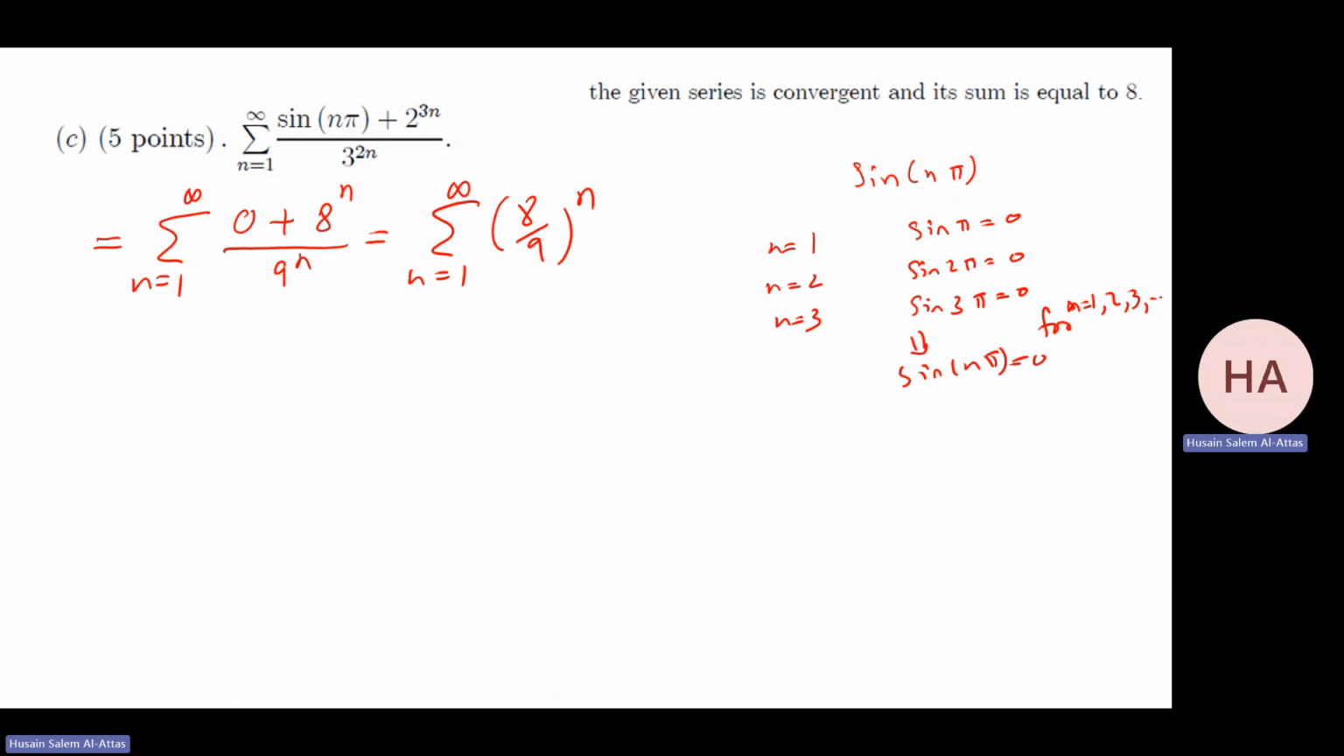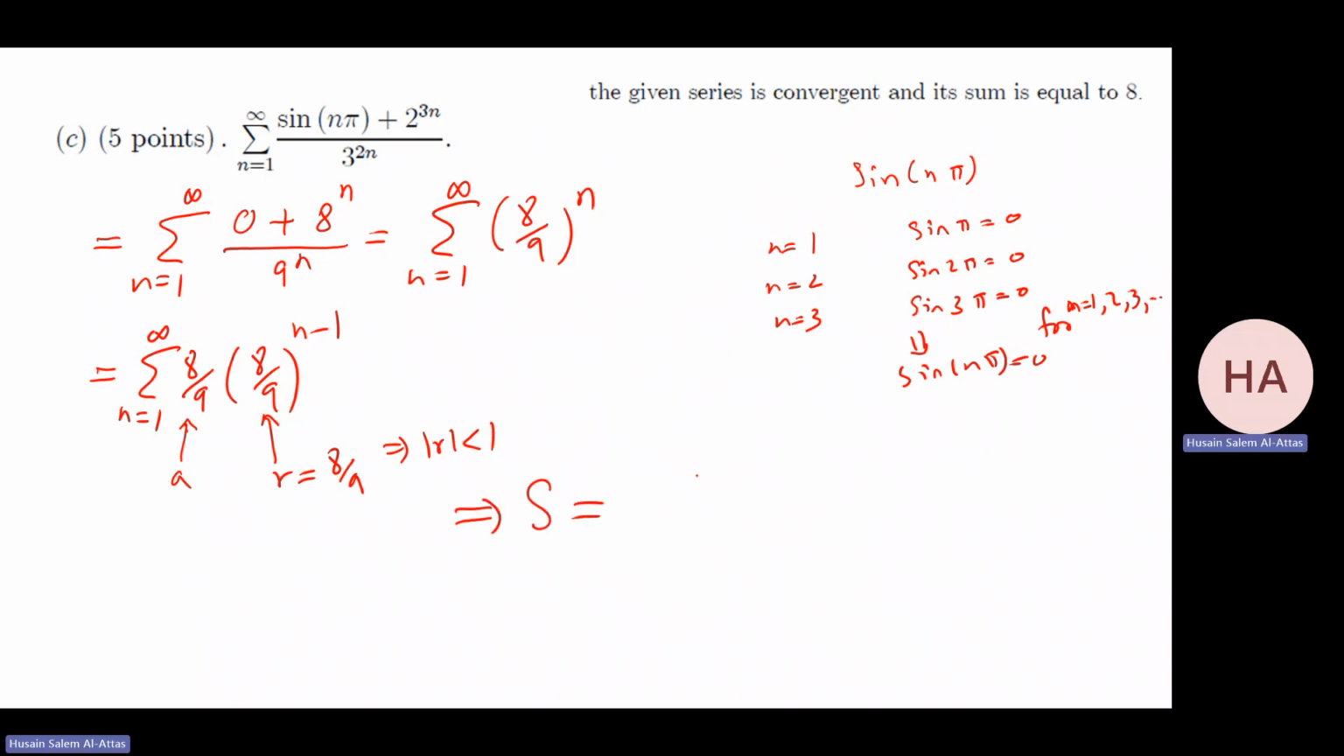That's it. This one I can rewrite in the standard format. I can take one factor outside, so I have 8 over 9 outside. That will be my A, and that will be my R. R is 8 over 9, which has absolute value less than 1. So S converges, and S will be 8 over 9 over 1 minus 8 over 9. It will be 8 over 9 over 9 over 9 minus 8 over 9, which is 1 over 9. That will be 8. This is the answer.